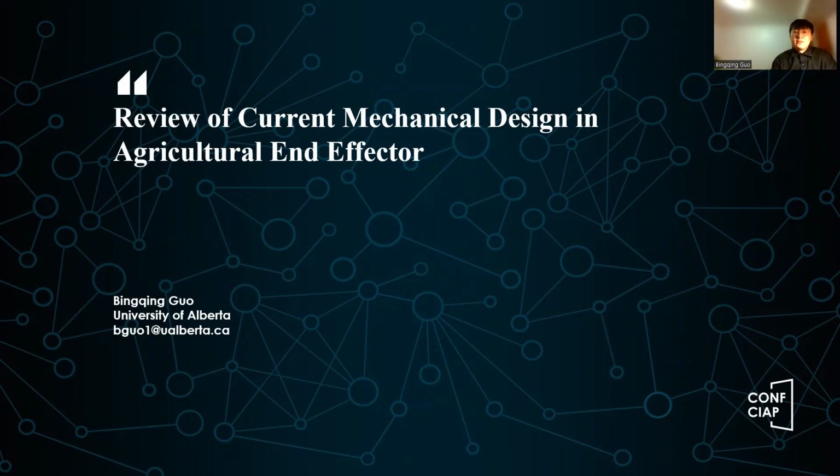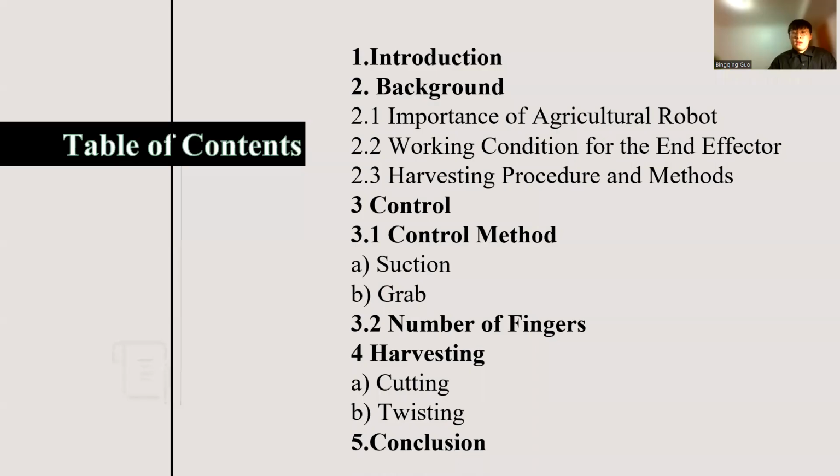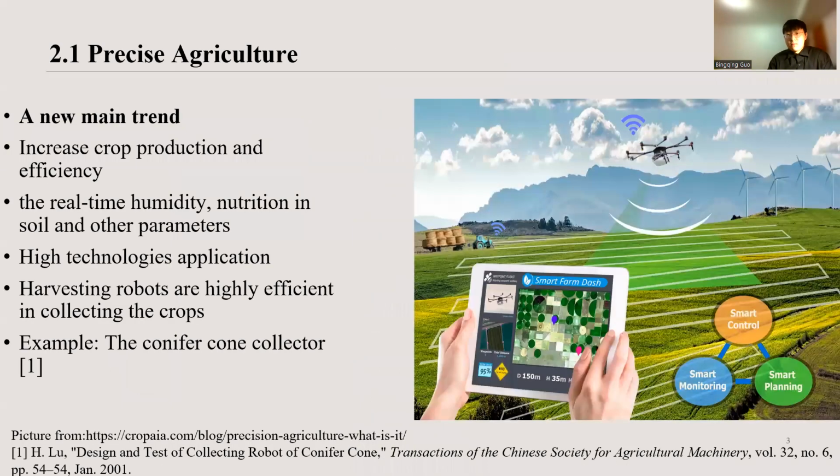My talk today is on reviewing the current mechanical design in agriculture and end effectors, mainly about how they control and harvest the fruit. So here's my general content for my presentation, and I will introduce some examples and their advantages and disadvantages for each method. So let's start the introduction for the process of agriculture.